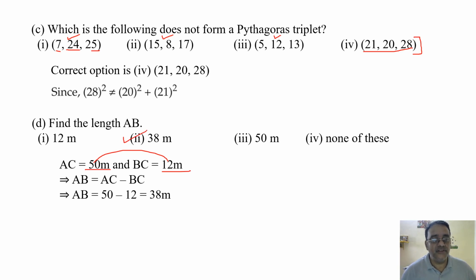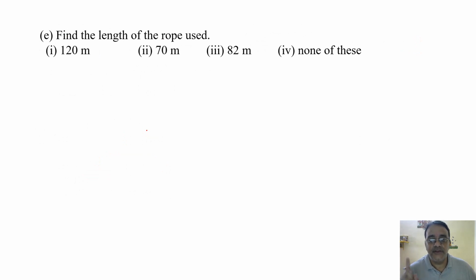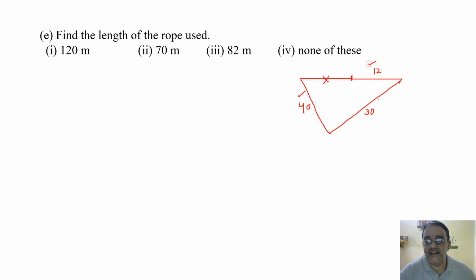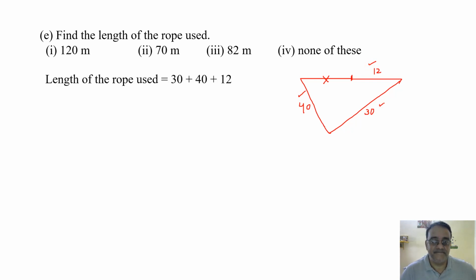So this is the correct answer. Right. Now we are moving toward the next question. Find the length of the rope used. ठीक है, बहुत इजी क्वेश्चन है. देखो जो फिगर था उसको मैं रफली बता रहा हूँ ऐसा. ये देखो यहाँ से यहाँ तक पॉन्ड था, यहाँ पे रोप नहीं है, ठीक है. And this is 12 and this is 40, and this was 30. तो ओनली द सम ऑफ दिस थ्री साइड्स वी हैव टू फाइंड टू गेट द लेंथ ऑफ द रोप. That is 40 plus 30 plus 12, and the correct answer is 82. Right. Third option.